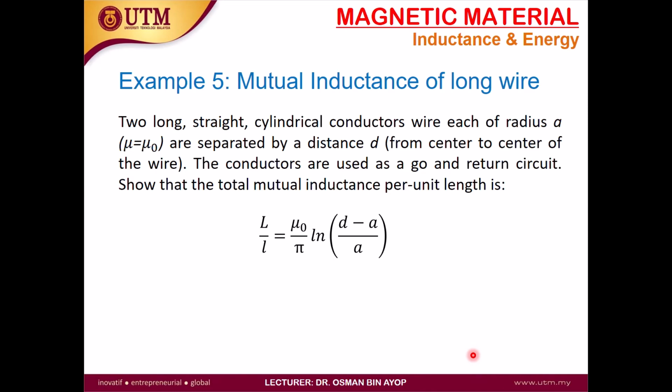Let's see example 5, the mutual inductance of long wire. The question is: two long, straight, cylindrical conductor wires, each of radius A, mu equal to mu naught, are separated by a distance d from center to center of the wire. The conductors are used as a go and return circuit. Show that the total mutual inductance per unit length is L over l equal to mu naught over pi ln (d minus A) over A. You have to prove this.